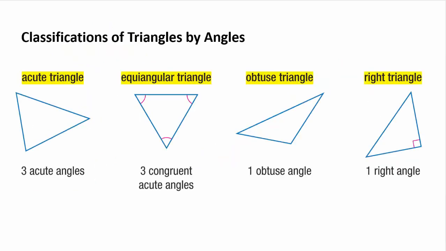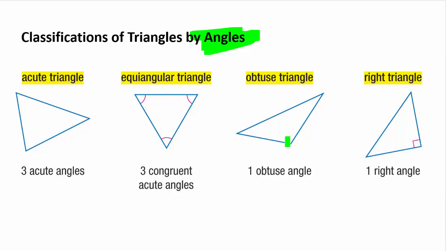Now, there are a lot of different ways to classify triangles, but we're going to take a look at classifying triangles by the measures of the angles. If you have an acute angle, or three of them, remember acute means it measures less than 90 degrees. If all three of them are acute angles, then it's automatically an acute triangle. If all of the angles are congruent to each other, so you have three congruent acute angles, that type of triangle is called an equiangular triangle.